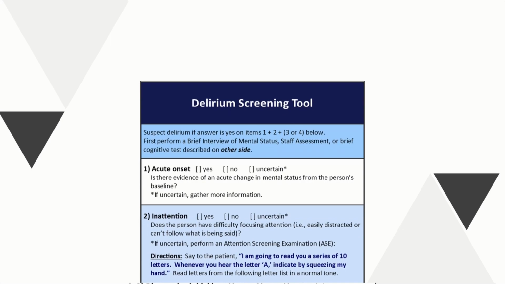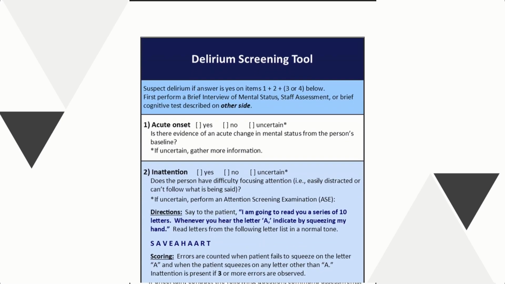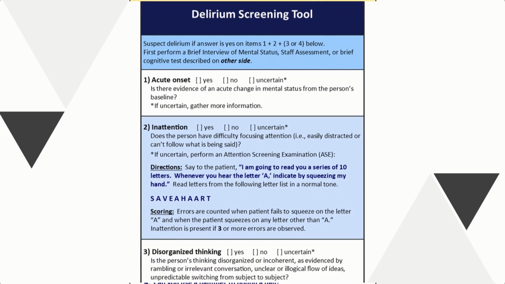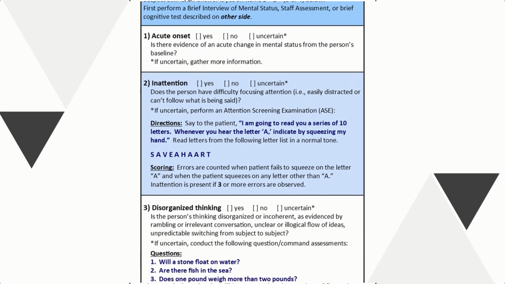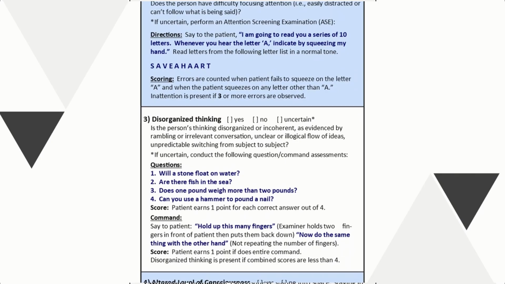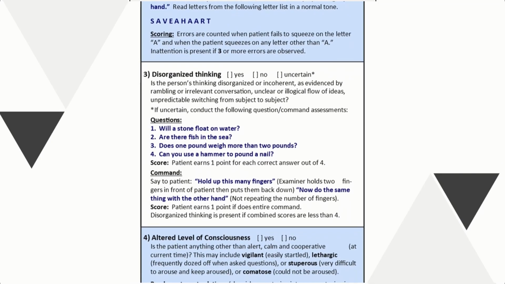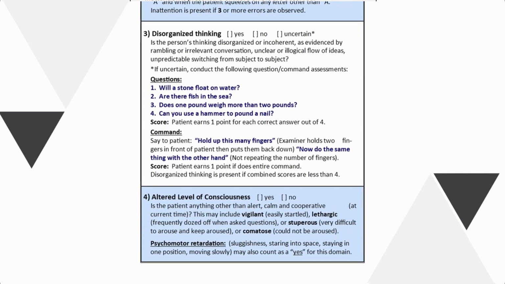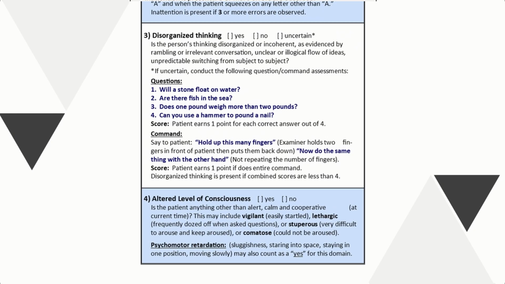The screening that we recommend can be seen on the Delirium Assessment and Management Card. This screen is designed to cover the 4 cardinal features of delirium, which are an acute onset, inattention, disorganized thinking, and an altered level of consciousness. A patient likely has delirium if there is an acute onset and inattention combined with either disorganized thinking or an altered level of consciousness. Acute onset is exactly like it says.